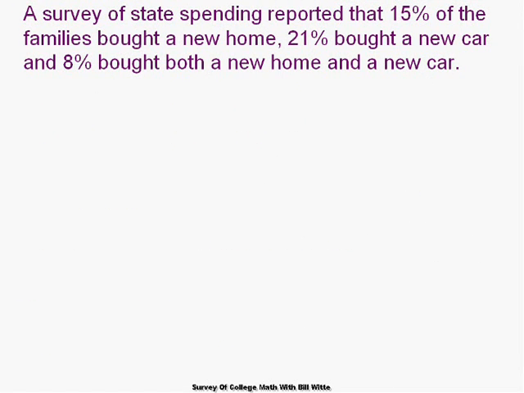Let's try another one. We're going to take a survey of state spending, and it reported that 15% of the families bought a new home. 21% of them bought a new car, and 8% bought both a new home and a new car. That smells of intersection, doesn't it? Now, on the surface, this one might look like it's going to give you a headache, but I'm thinking, since they gave us the probabilities of everything, all this is going to be a drill in is putting the right thing on top in these probabilities, okay?